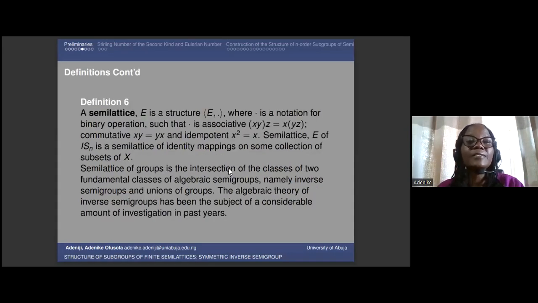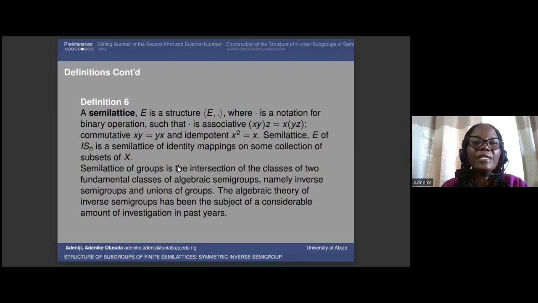So a semilattice is a structure denoted by this, where the dot there is a notation for a binary operation which is associative, commutative, and for each element in this particular set, each element is an idempotent. So if all these three properties are satisfied, then we call that a semilattice. So the semilattice of idempotent mappings, we use E to denote it.